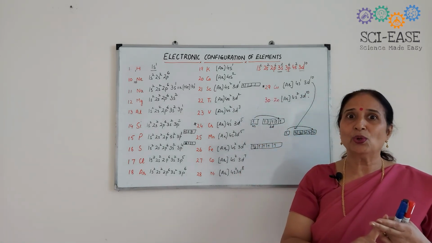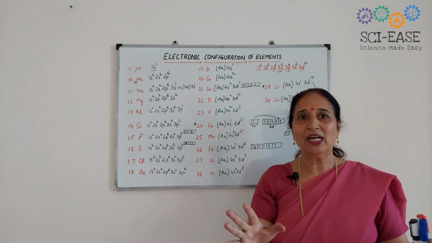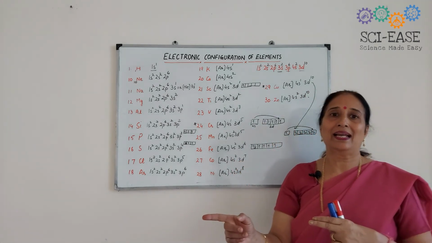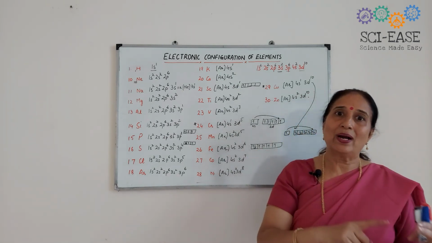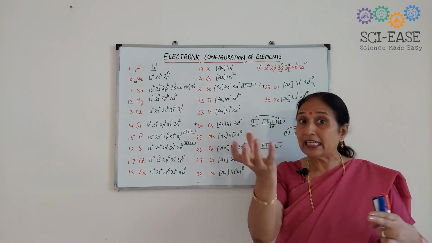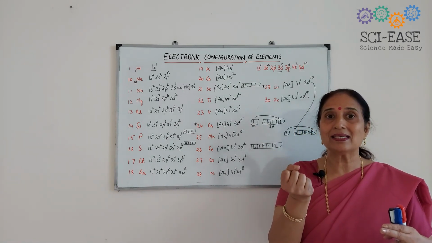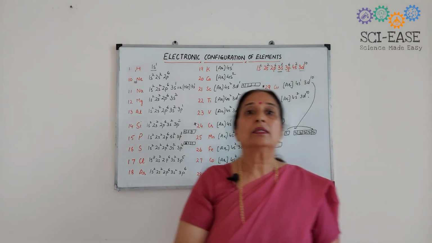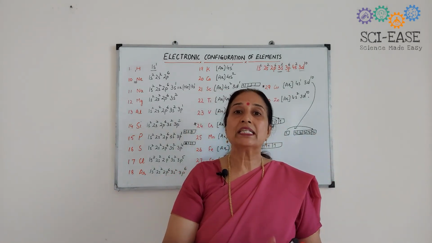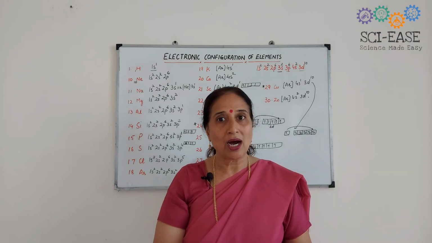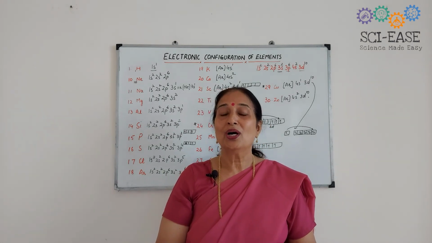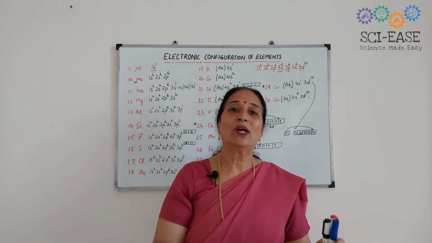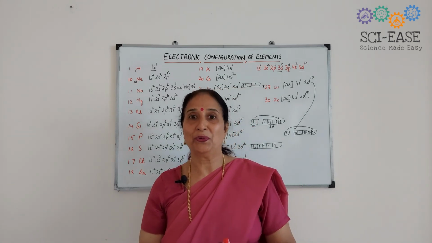So you must know what cations are: when the element loses electrons it acquires a positive charge, and when the element gains electrons, it acquires a negative charge. So sometimes the electronic configuration of cations and anions is also asked. So you should know how the cations are formed, how the anions are formed, and what electronic configuration you are to write.